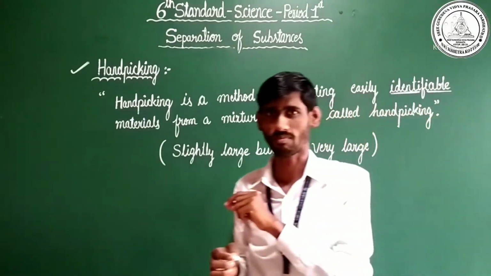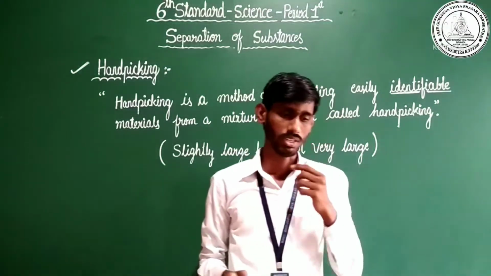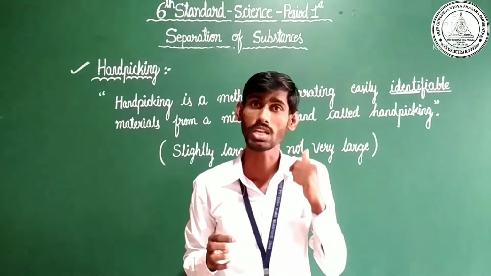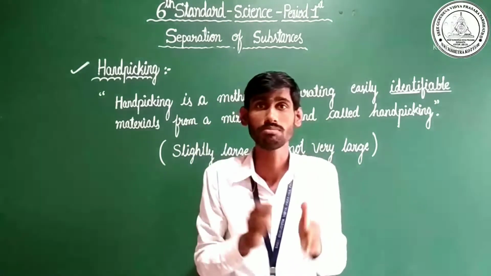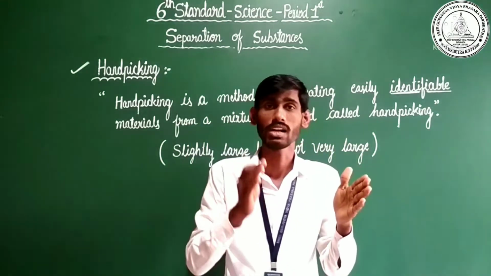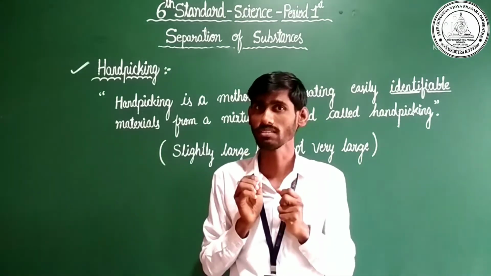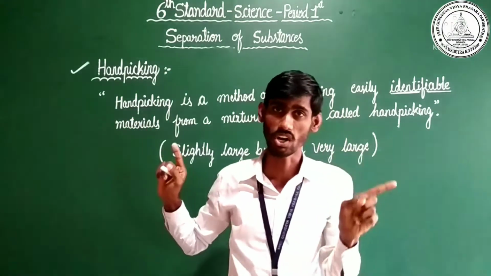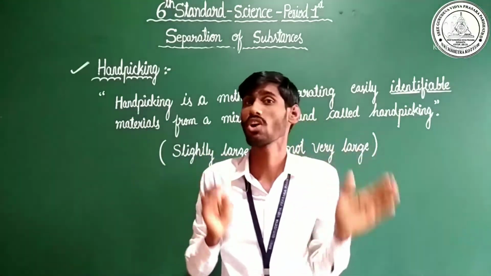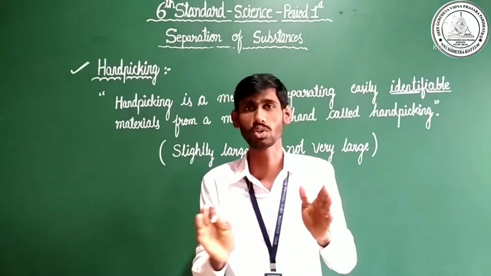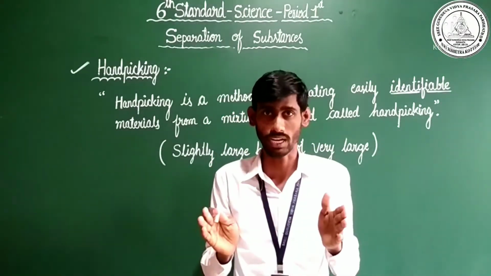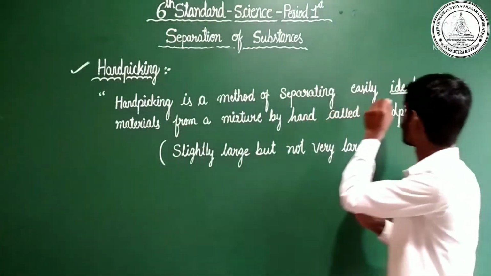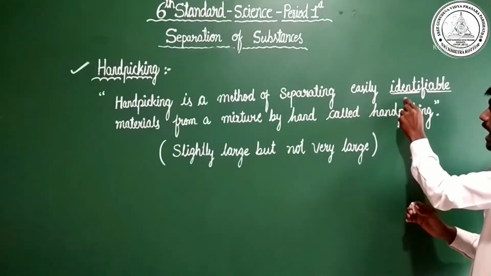I would like to ask a question. See, what about a mixture of salt and sand? Is it possible to separate sand and salt by hand picking? No. Salt and sand are highly mixed; it's highly impossible to separate the given substances. So that's why there is a specific word in the given definition: identifiable.